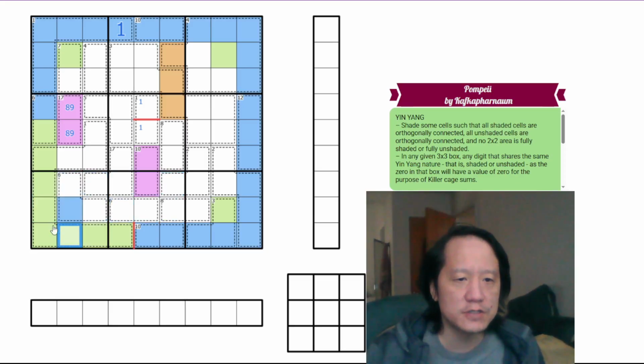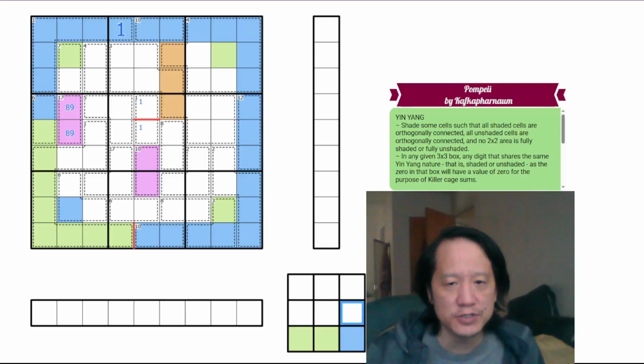In box 7, the 0 is in the green area. In box 8, the 0 is in the green area. In box 9, the 0 is in the blue area. Box 6, the 0 is in the green area. Box 3, the 0 is in the blue area. Box 2, the 0 is in the green area. Box 1, the 0 is in the blue area.